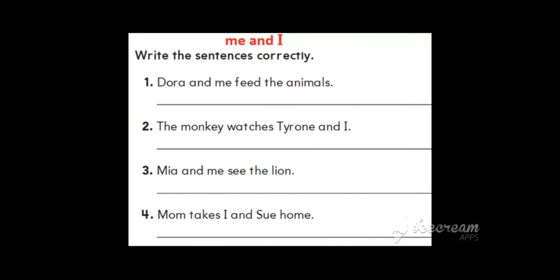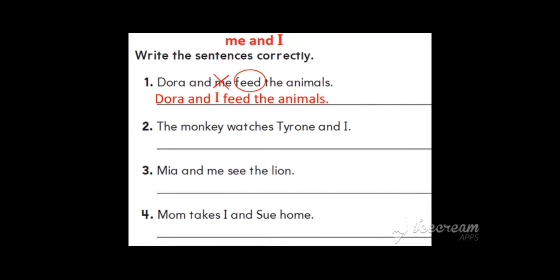The first thing I'm gonna do is to search for the action word or the verb. Very good. Feed. So what comes before the action word? Do I use I or me? Yes. So I use I, so me is not correct, and I am going to rewrite the sentence again in the correct manner. Dora and I feed the animals.